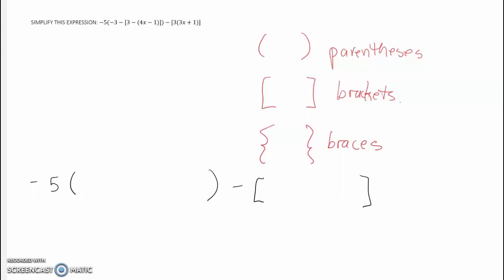Now inside the set of parentheses, we have a lot of stuff going on. So let's see what we have. We have -3, now minus, that's outside the bracket, and then we have 3 minus parentheses 4x minus 1, close the bracket, close the parentheses. Now inside the next set of brackets, we have 3 times 3x plus 1.